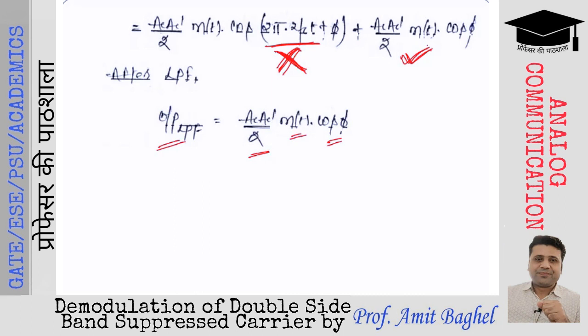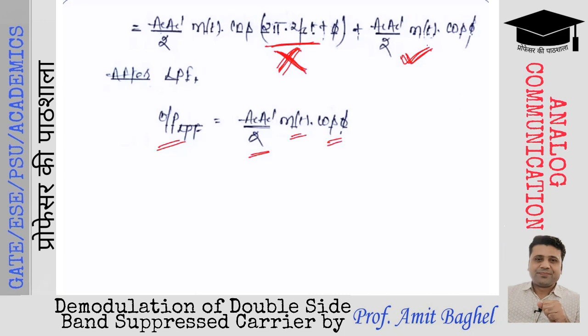That means if there is no phase error in the local oscillator, then the output we get is Ac dash by 2 m(t), the output which we analyzed earlier when we had not discussed phase error. That means when we take the value of phase error phi as 0, the output must be what? Ac dash by 2 m(t). But when phase error phi is not equal to 0, what all the possible outcomes will be there?